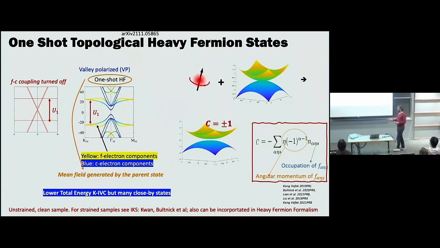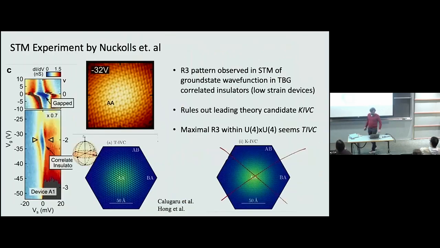Now, I want to point out that this is for unstrained clean samples, and I think Nick will tell us about what happens in strained samples. And I want to point out that the prediction, and this is something that comes out of a lot of models, is that the KVC state, which is some particular state, wins. Now, the issue with that is that that doesn't seem to be confirmed by experiments.